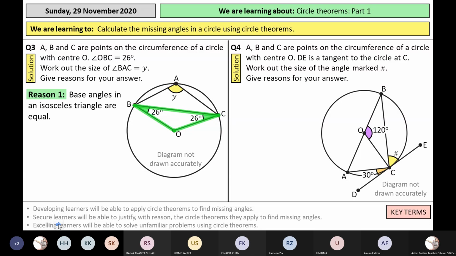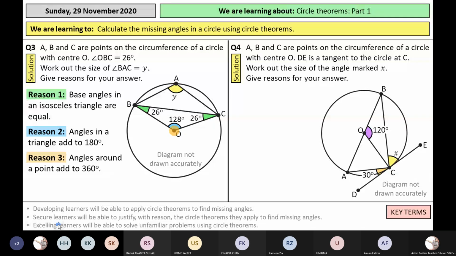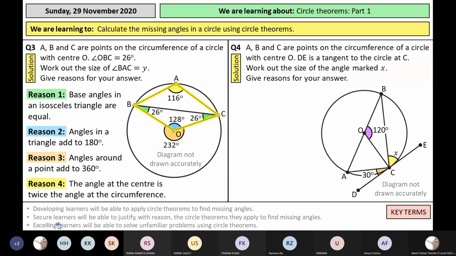Base angles in an isosceles triangle are equal. Now, if this is 26 and this is 26, why? Look into the arms of BO and OC. Observe BO and OC are radii. Yes or no? If BO and OC are the radii, such a triangle is an isosceles triangle. Now, angles in a triangle add up to 180, you'll find 128. Now again, you just find out the round. The round is 360 and what you require is 232. So the half of 232 is 116.